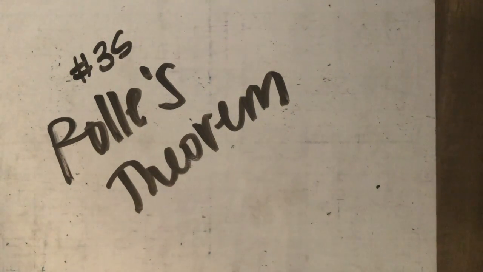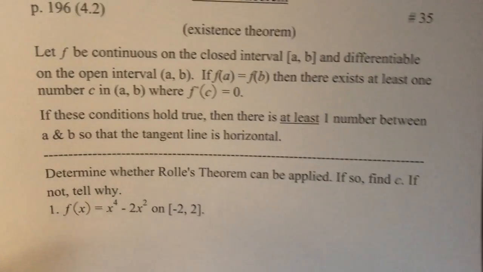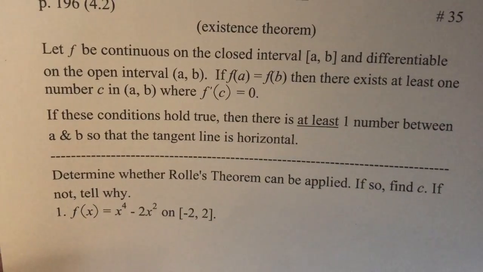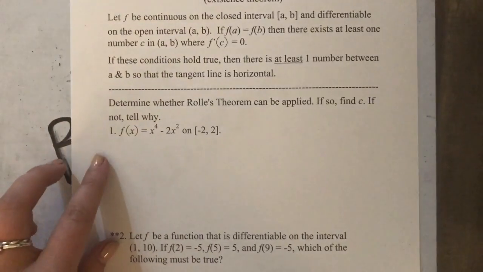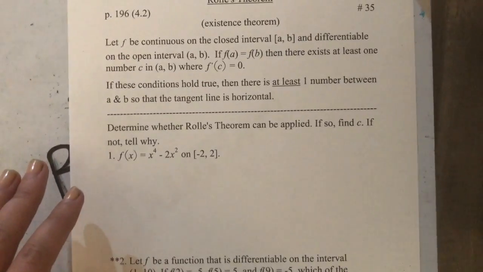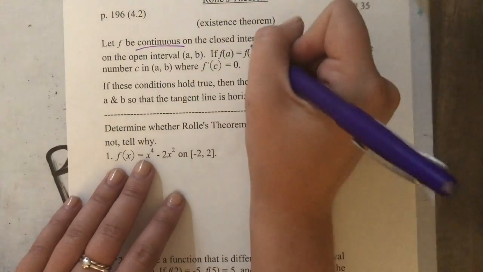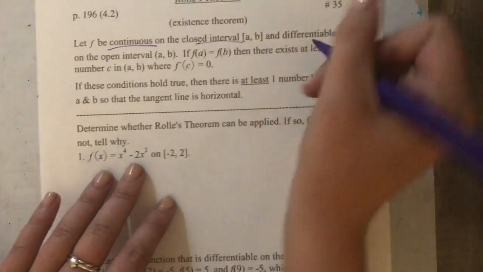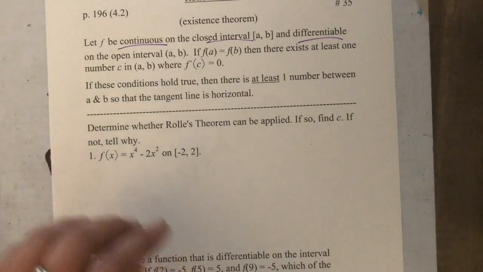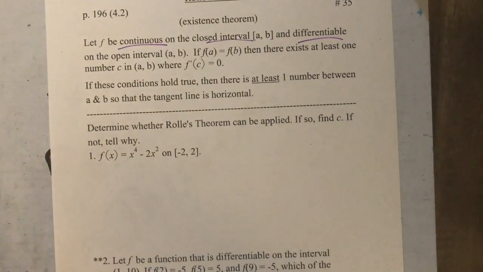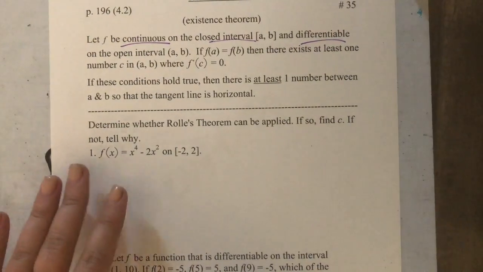Number 35, Rolle's Theorem. Rolle's Theorem is an existence theorem, so we're checking to see if something exists. It says, let f be continuous on the closed interval. So we've got our conditions immediately. We can only use Rolle's theorem if f is continuous on a closed interval, and if it is differentiable on that open interval. We can't take the derivative at an endpoint, so it has to be an open interval.